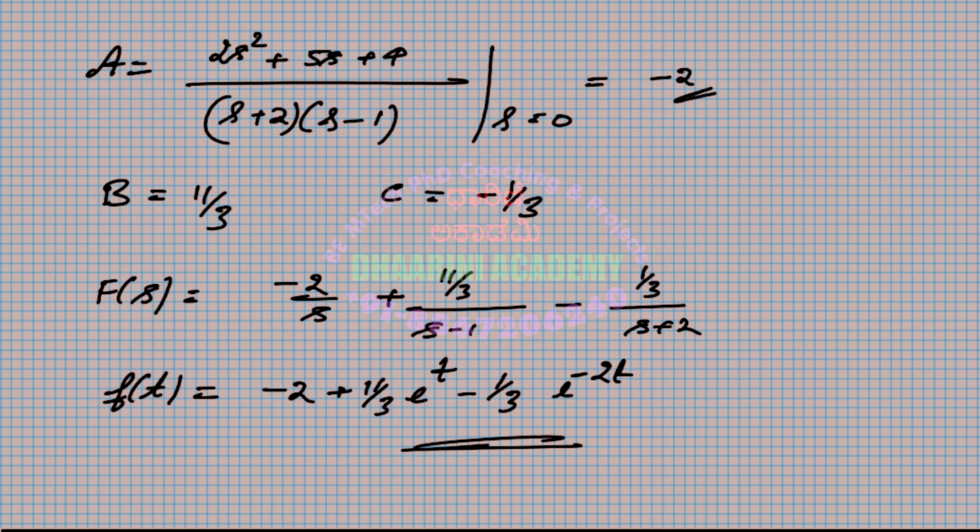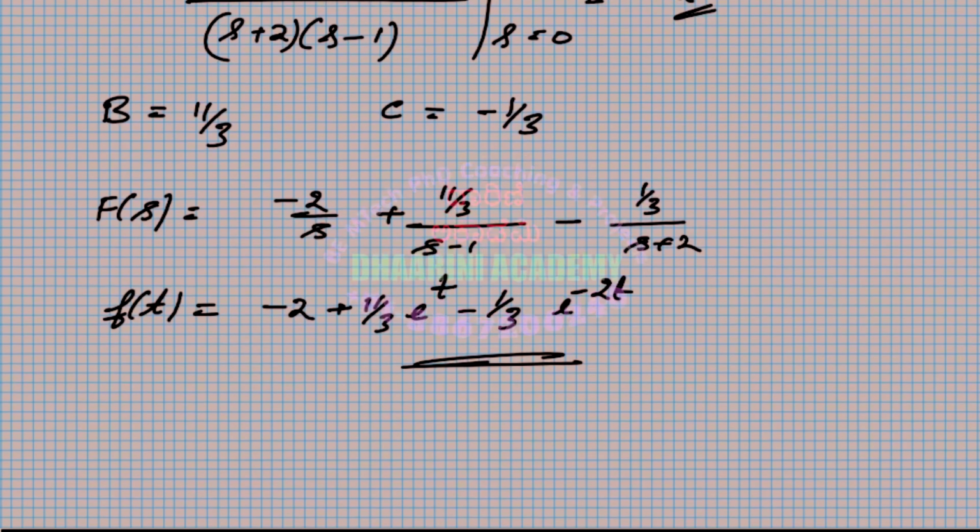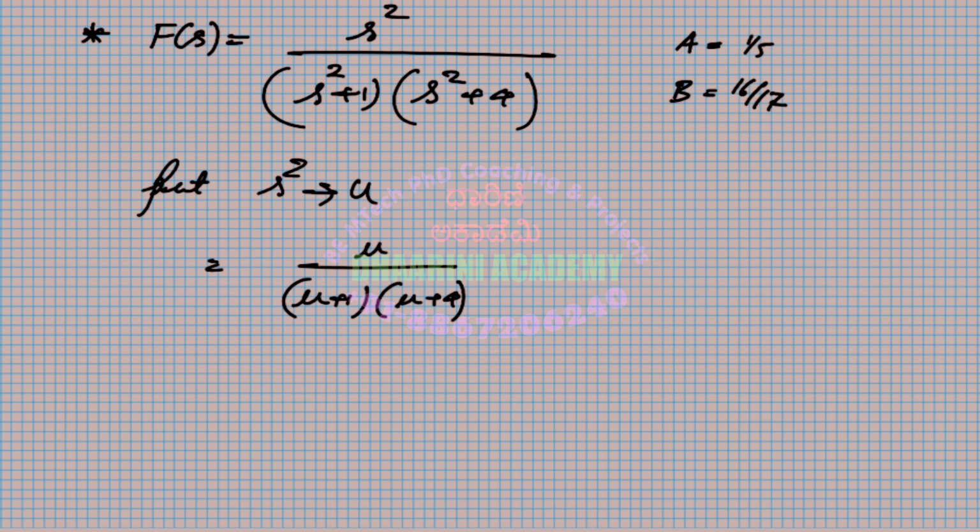So this is an expression. Find the inverse Laplace transform of the following: f of s is equal to s square divided by s square plus 1 into s square plus 4. Put s square equal to u and try to solve this. Now, let's see. So this is what I'm going to get.